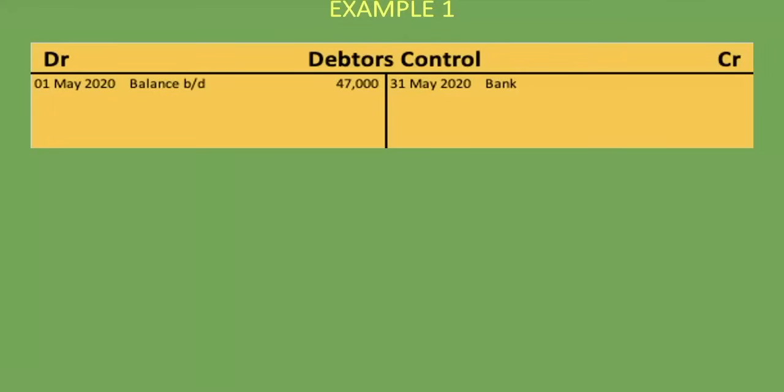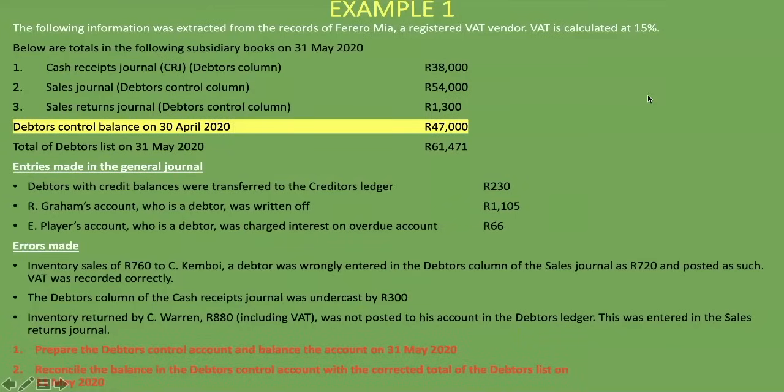So I put bank there, but before I put the amount for bank, I need to check from the other information we are given, because we are told that the entries made in the general journal, we need to check that and also look at the errors made and see if there's anything else that affects the debtors column of the cash receipts journal, which we are given here. So is there anything else that will affect this 38,000 Rand? So let's read and see.